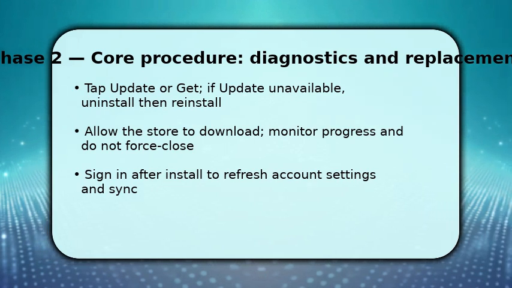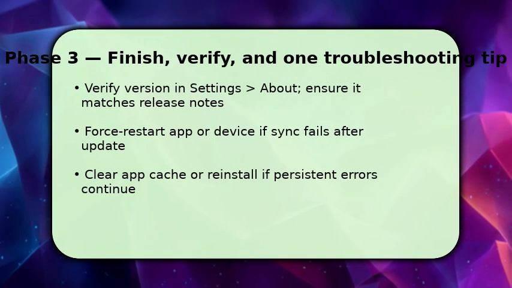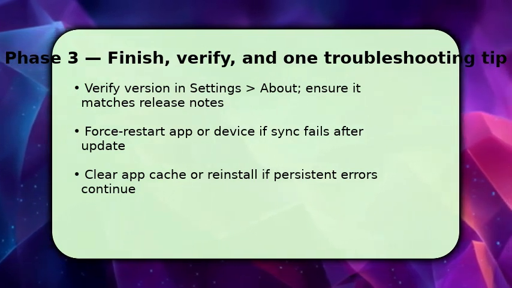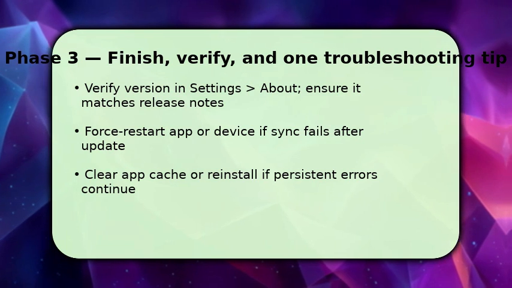You finish by verifying the app version in Outlook settings so you confirm the update applied. This matters when features or fixes depend on specific builds.